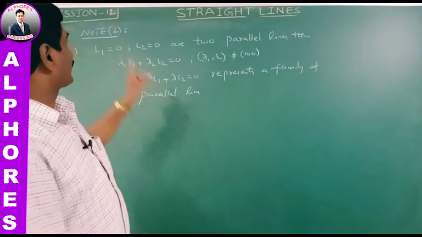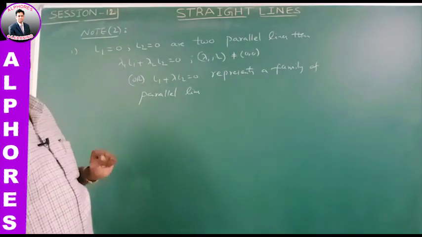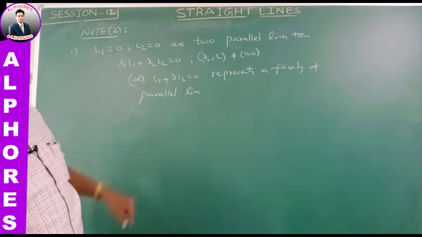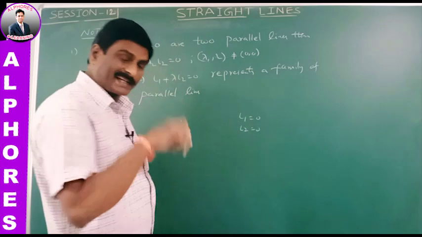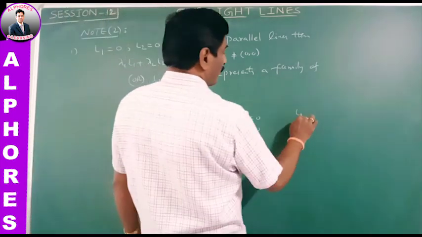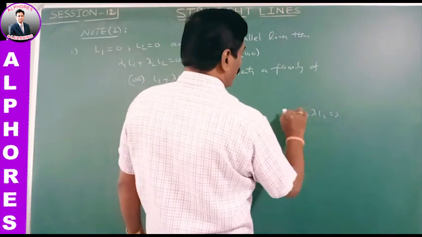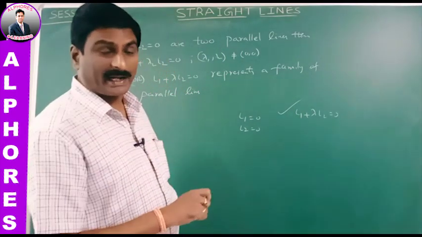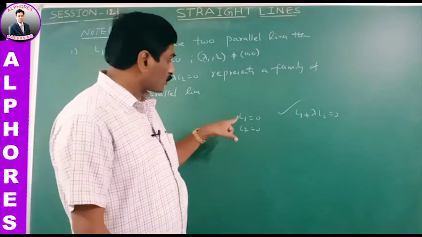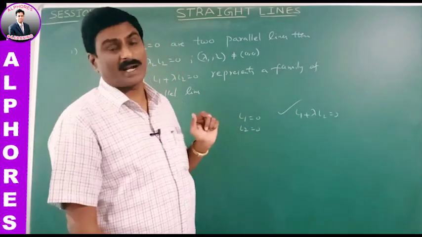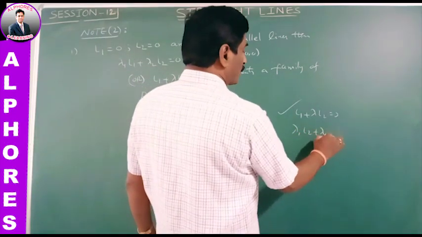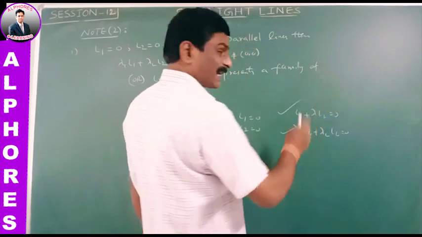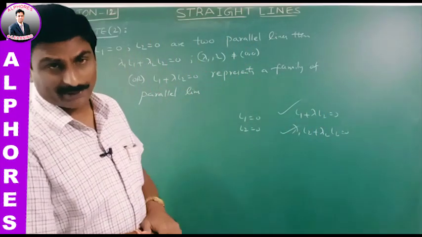Next, please write the note point, note 2. In the previous case, note 1: if L1 is equal to 0, L2 is equal to 0 are two intersecting lines, then L1 plus lambda L2 is equal to 0 always represents a family of concurrent lines. Those lines always pass through the point of intersection of the lines L1 is equal to 0 and L2 is equal to 0, or lambda 1 L1 plus lambda 2 L2 is equal to 0. This equation also represents a family of concurrent lines passing through that point.